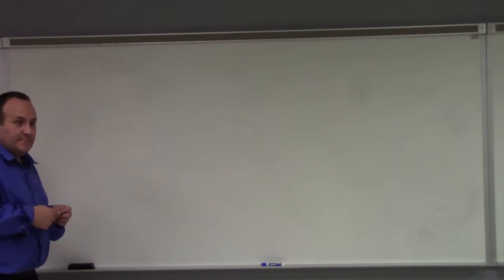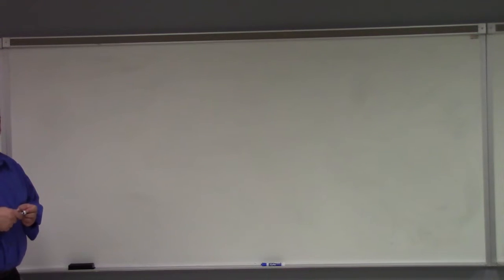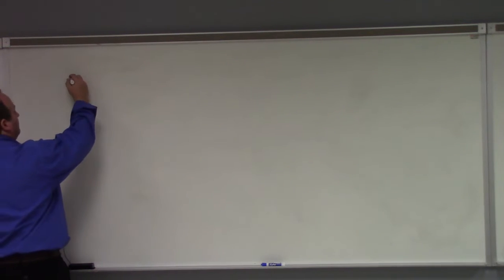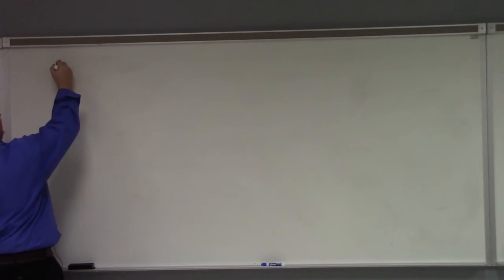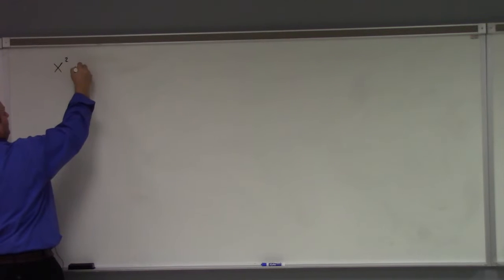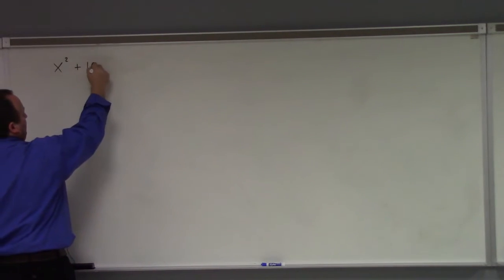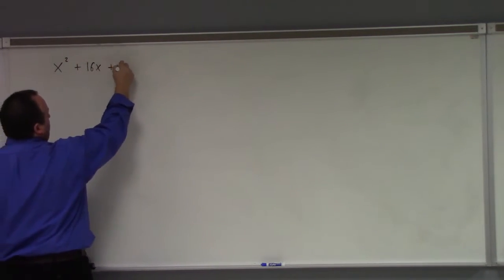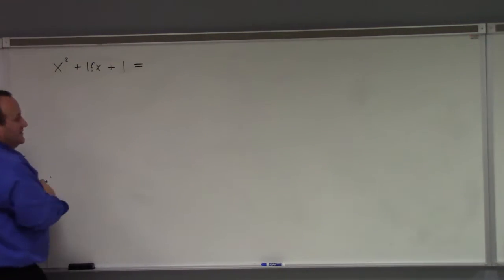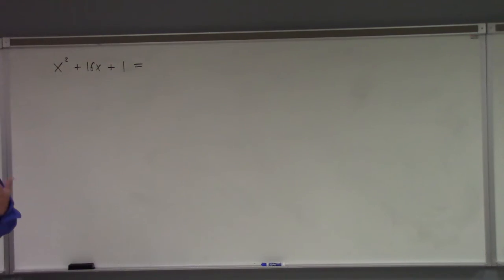Should I do more completing the square? Anybody need to see that? Yes, no? I could go for some long division. Long division, all right. Maybe one completing the square. One completing the square? Okay, so how about this? X squared plus 16x plus 1. Let's look at completing the square and see what it tells us.